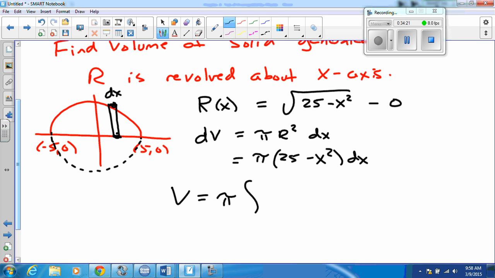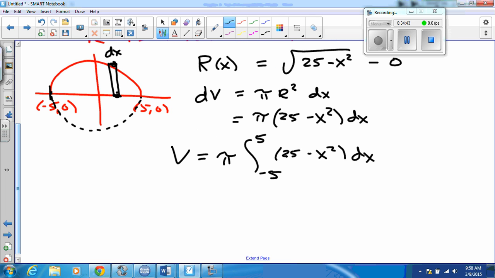So the volume is now going to be the sum of. Now, what are my limits of integration? What is the furthest to the left that I start integrating at? -5. That's exactly right. And all the way to the furthest to the right, +5. Just like so. And this is totally, totally doable.